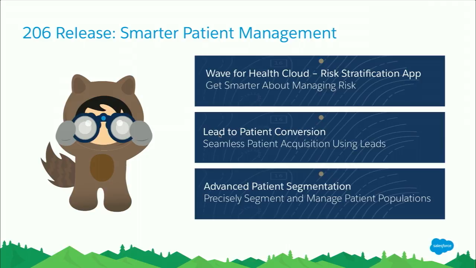And third is advanced patient segmentation. This is a feature that allows you to precisely segment and manage your population that already exists in Health Cloud. Besides this, you'll see a number of improvements, both from a performance perspective and from a Salesforce alignment to core perspective. You're going to see vast improvements as you use Health Cloud in Spring 17. So with that, I'm going to dive into the risk stratification application.